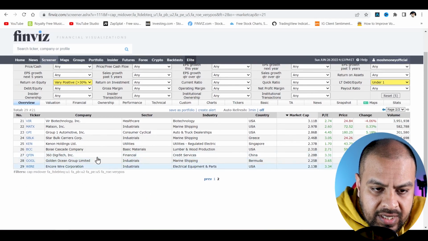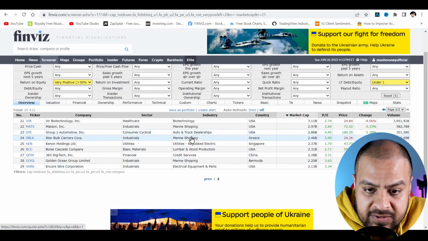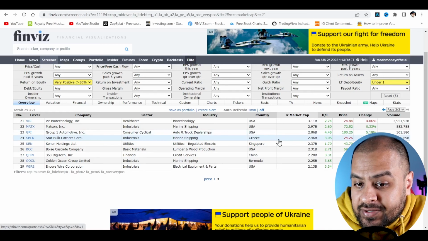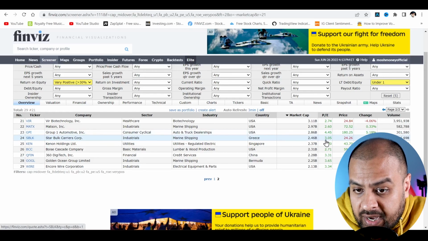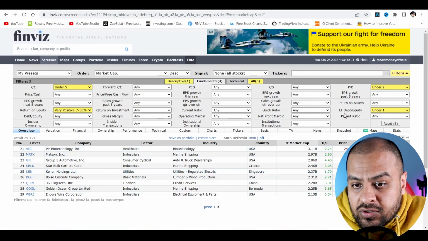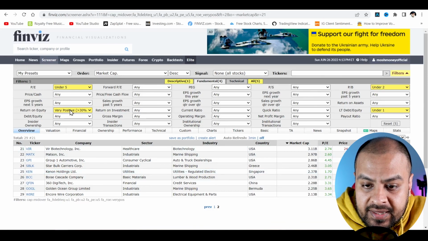All right, these companies I'm not sure of, but it's things that I can definitely look into, especially this marine shipping company in Greece. That could be a very good buy, and it has a very low PB ratio of 3.05. And remember, for all of these, the PB ratio is under 2, the long-term debt to equity is under 1, so they don't have a lot of debt. And the return on equity, so they make decent money, these companies.